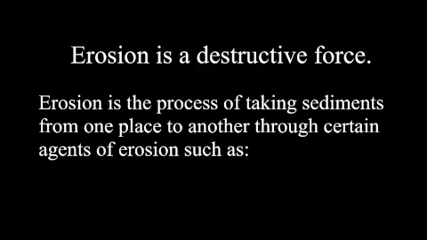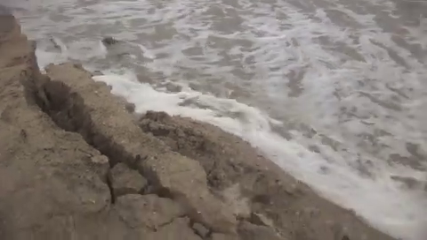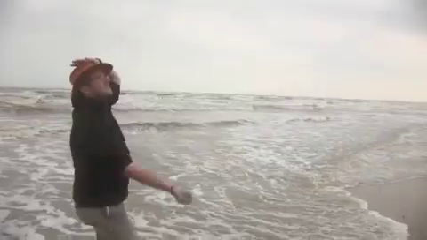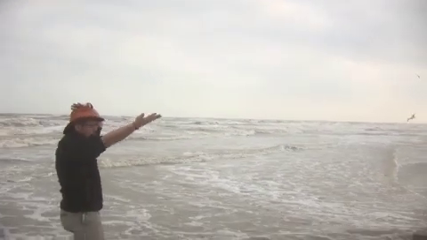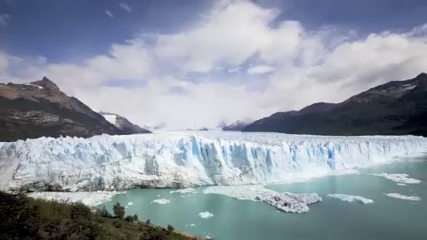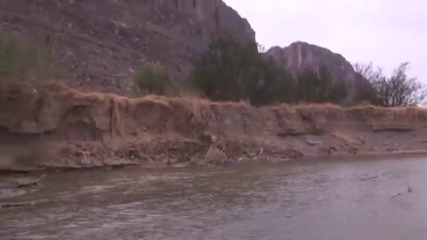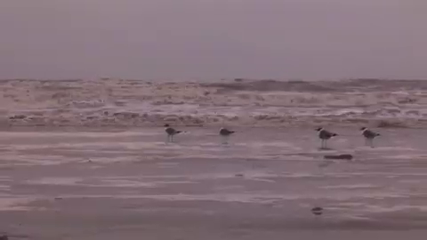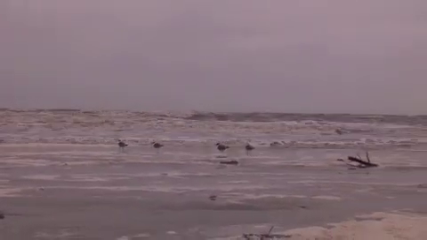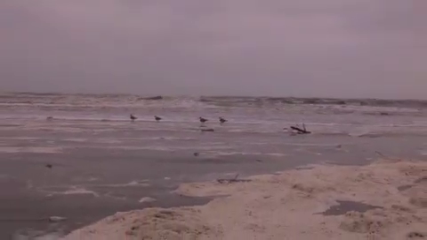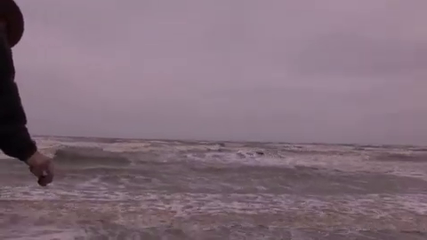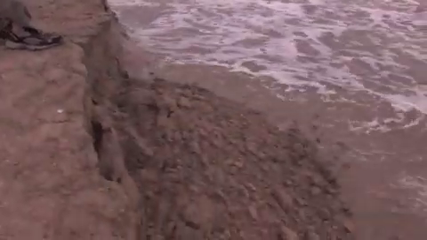Erosion is the process of taking sediments from one place to another place through certain agents of erosion, such as water, wind, glaciers, and gravity. Rain, or running water, erodes easily new soil or sand. Water from the ocean erodes sand, forming beaches. Here in Galveston, we could see that waves take away sand constantly.